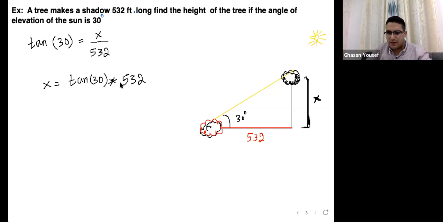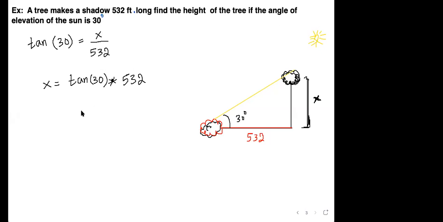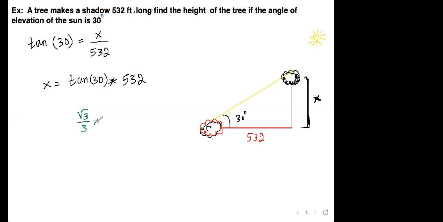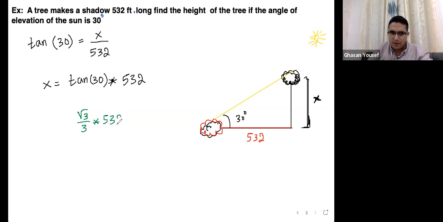Exactly, Michael. So tan of 30 equals x over 532. Now my question is, what is the tan of 30? Square root of 3 over 3. Yes, square root of 3 over 3. Multiply by what? 532.